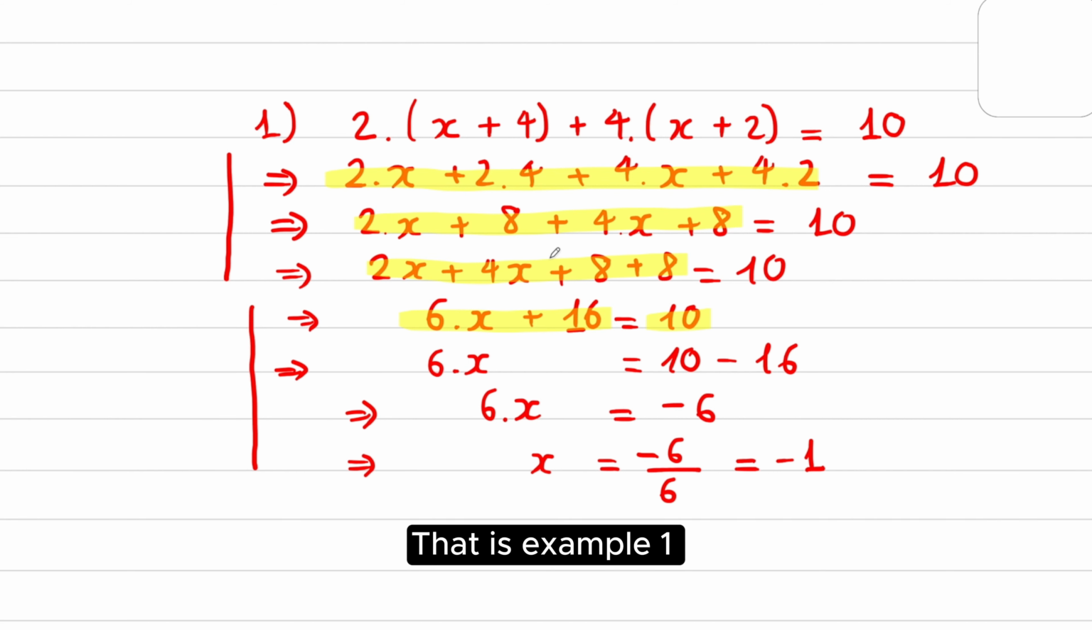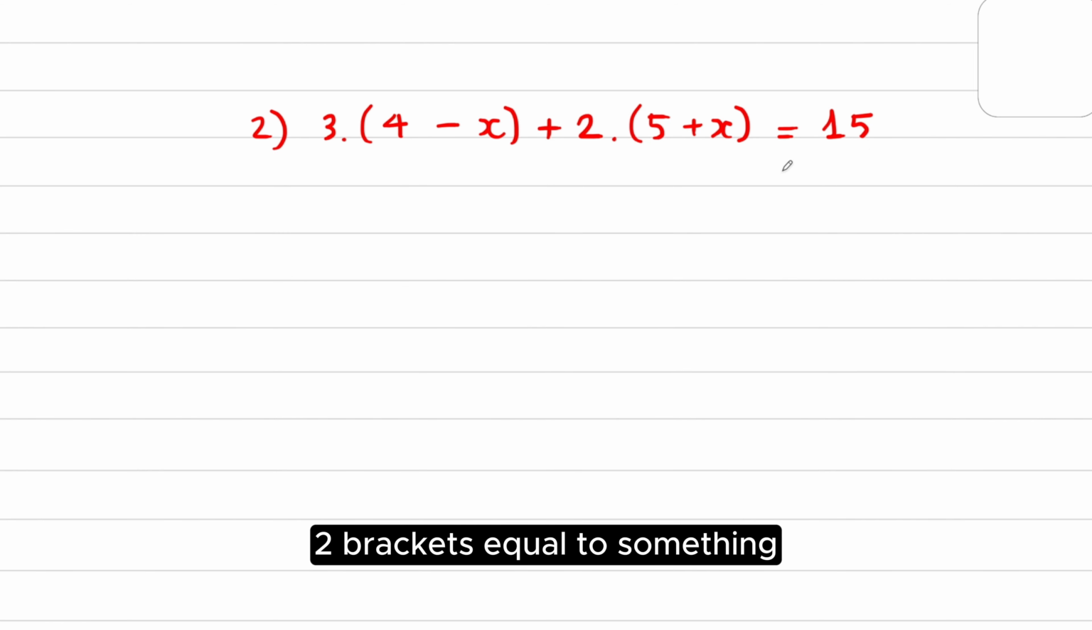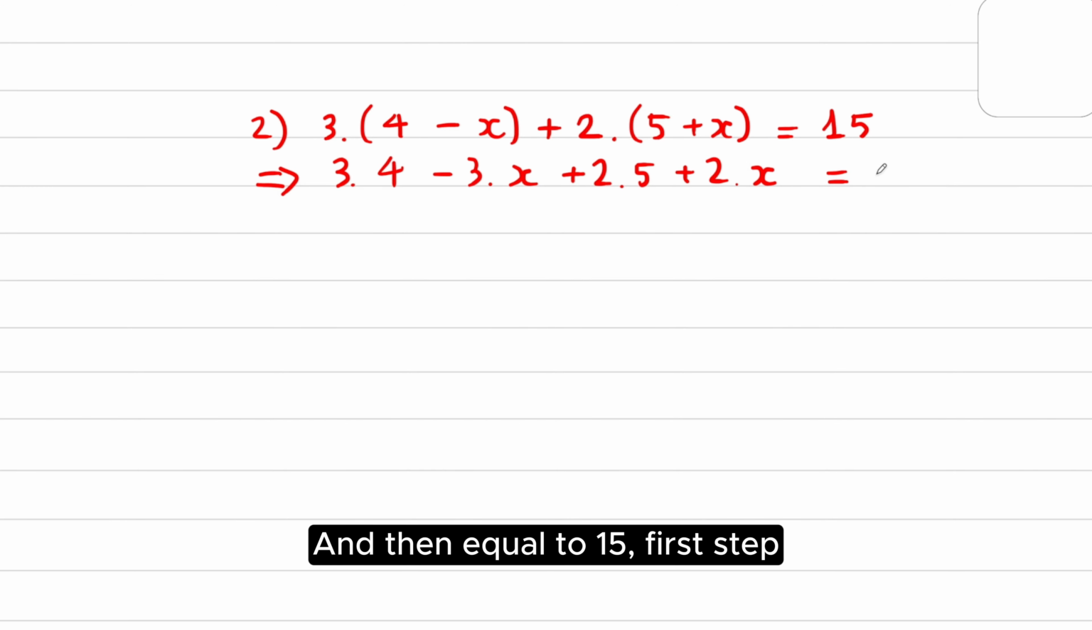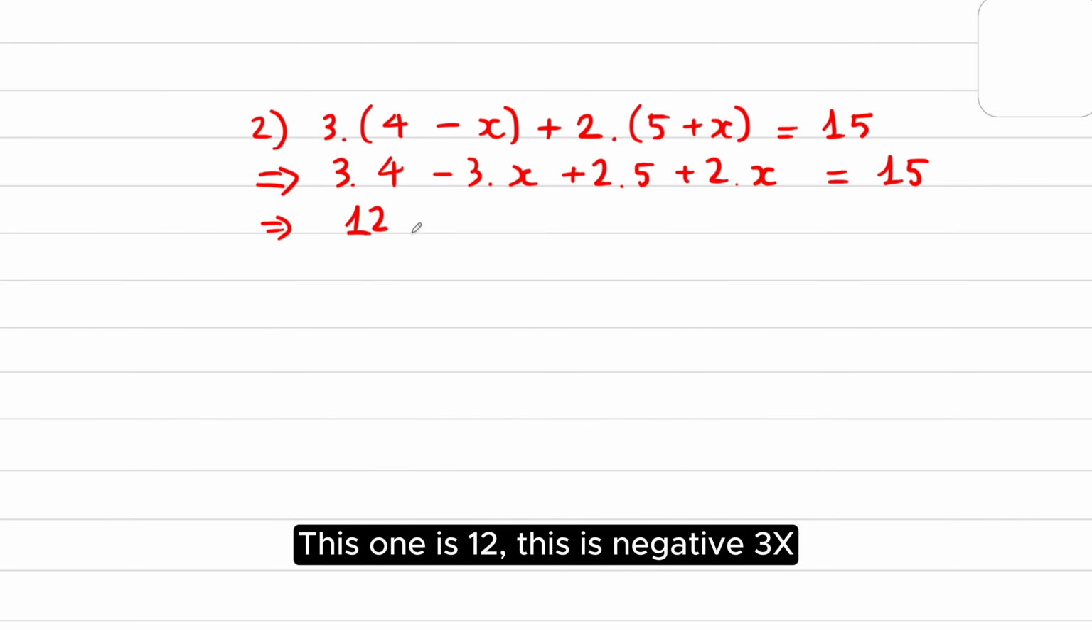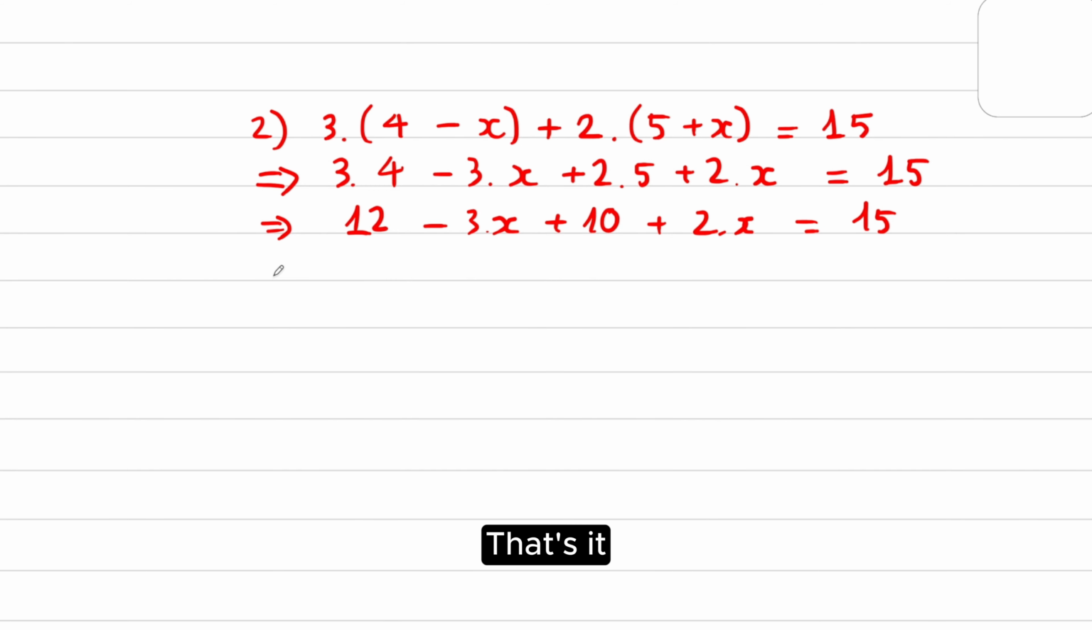Okay, that is example 1. Example 2: two brackets equal to something. Keep this one unchanged. So the next step is very easy: 3 times 4 minus 3 times x, plus 2 times 5 plus 2 times x, and then equal to 15. First step: this one is 12. This is negative 3x. This is plus 10. This is 2 times x. And this is 15. That's it.